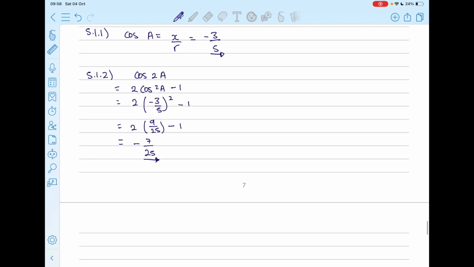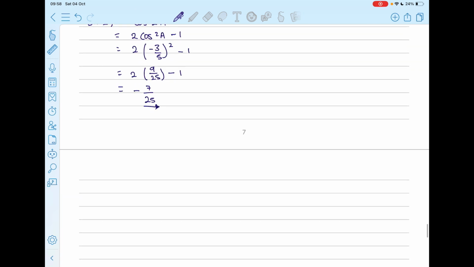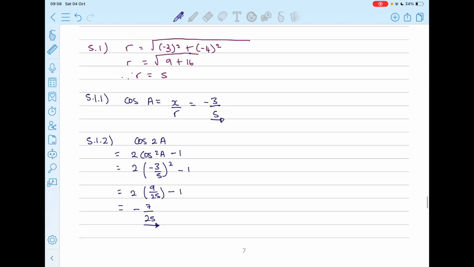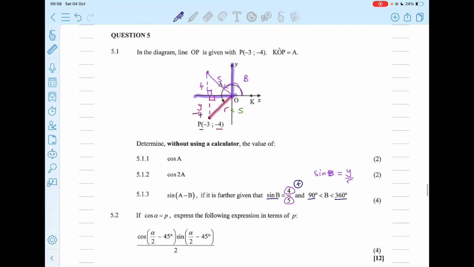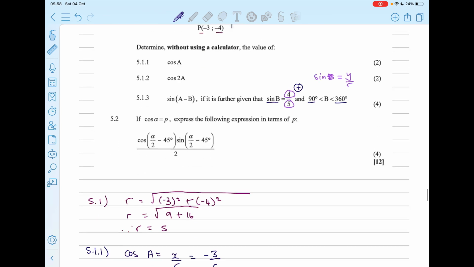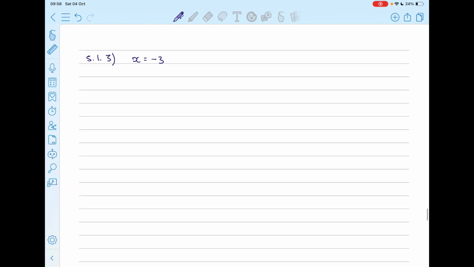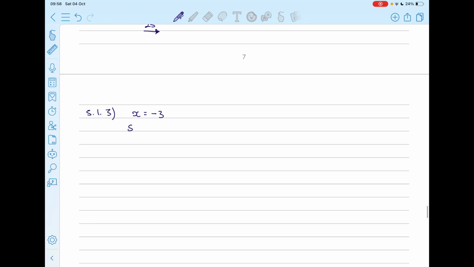-3, since we are in the second quadrant. So for 5.1.3, the x will be -3, because it's the same triangle as the one we have at the bottom. It's just that the one in quadrant 3 has been flipped over. Okay, now we can proceed with our calculation of sine A minus sine B.